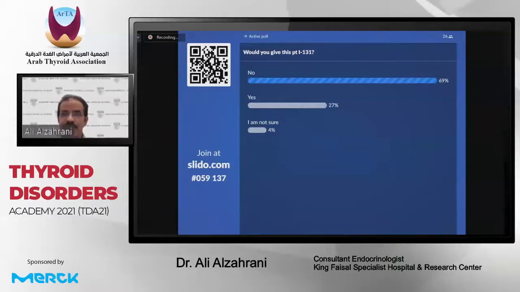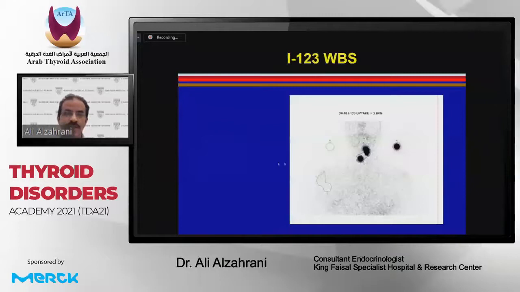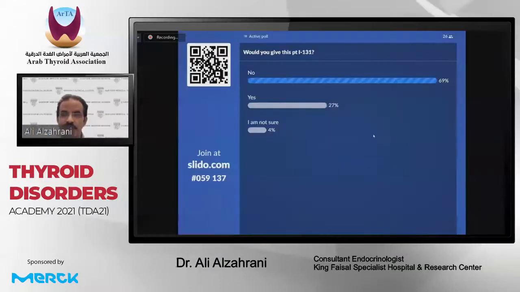Again, for those who joined late, you can scan this bar here, and you will be able to enter this chat or interactive session. So this is her lab, just in case you want additional information. Her TG after surgery is 2.8, stimulated with a TSH of 94, antibodies negative, ultrasound showed nothing. The whole body scan is this. You can see some residual tissue in the thyroid bed, and her uptake is 2.6% at 24 hours. So now that you have this information again, would you choose to give her radioactive iodine or not?